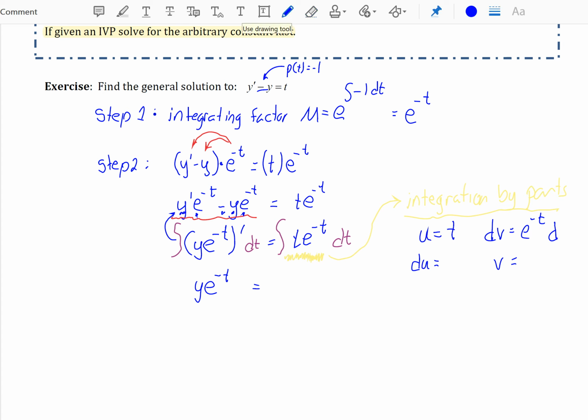It should be dt. Remember, it's important here to have a differential on the right-hand side equal a differential on the left side. We then find our derivative, which is dt, or 1 dt. Our antiderivative is negative e to the negative t.